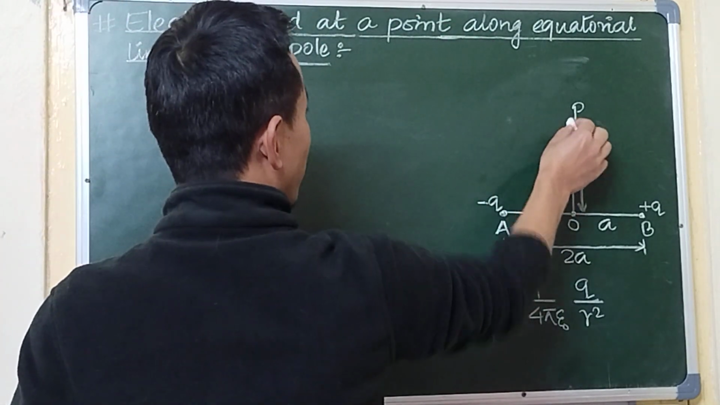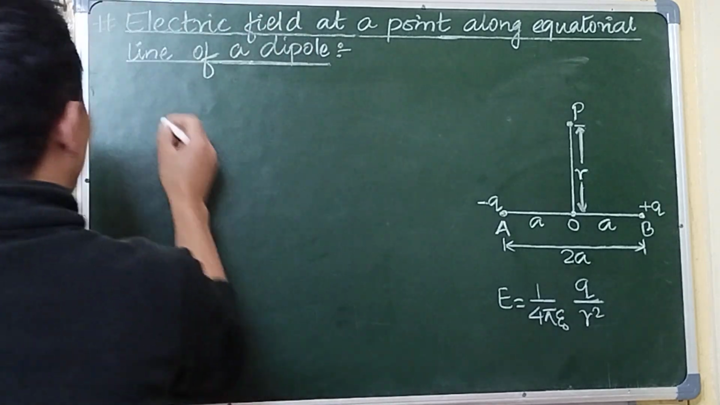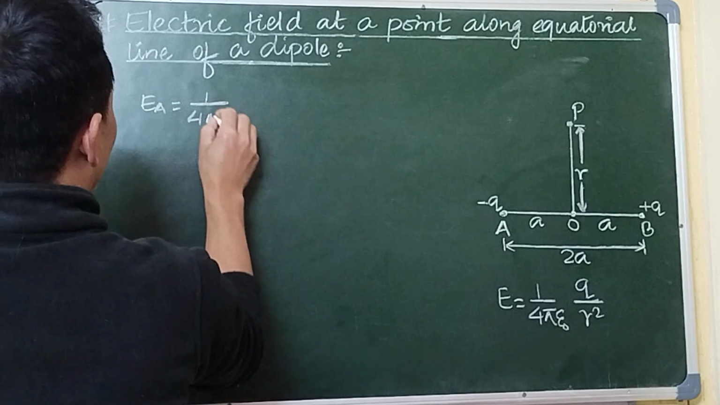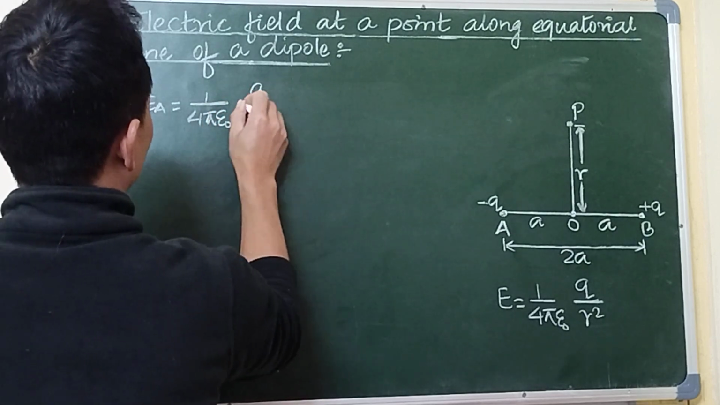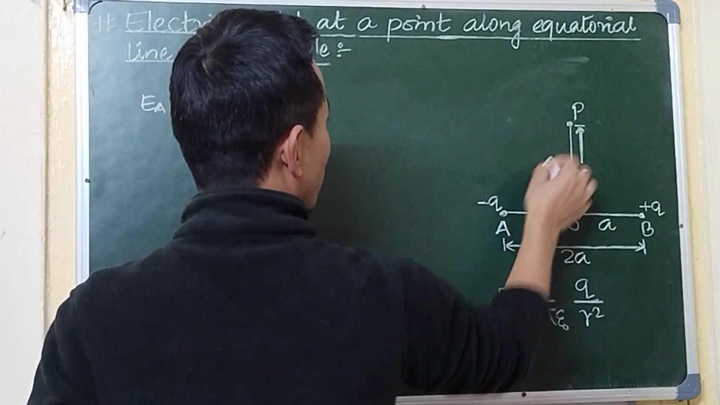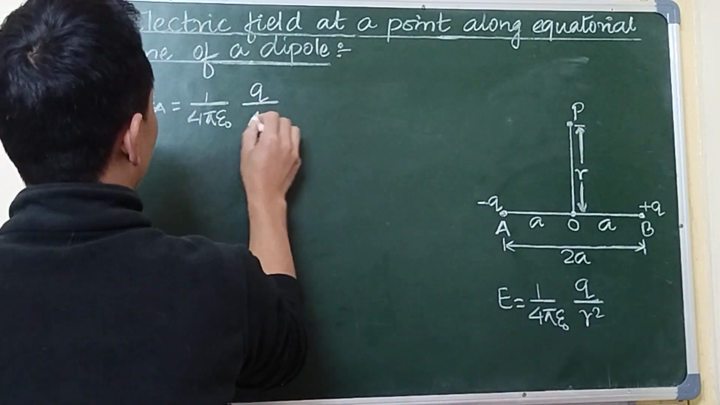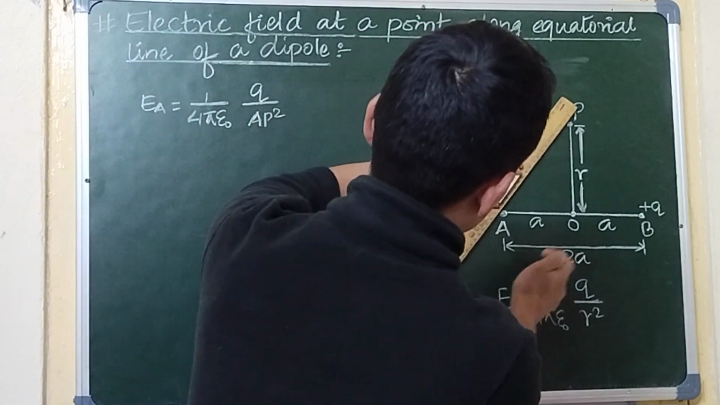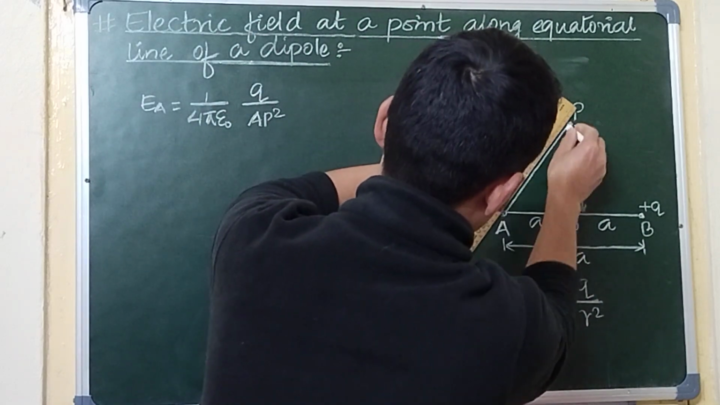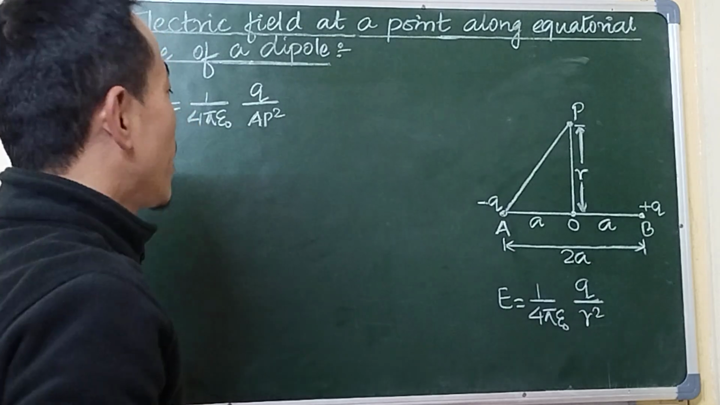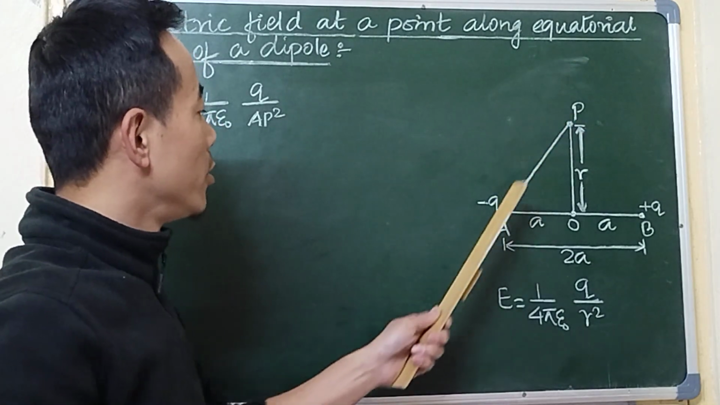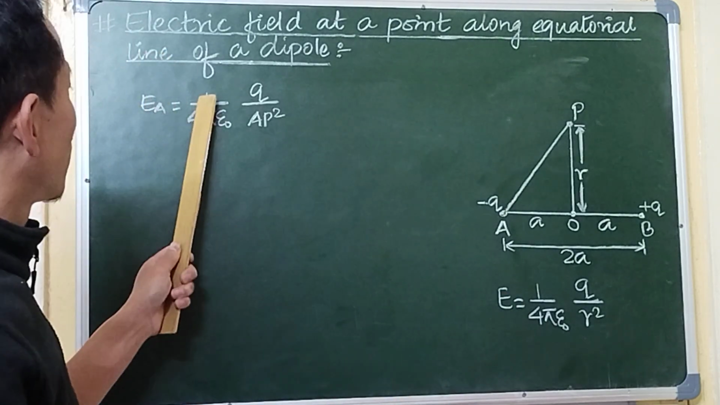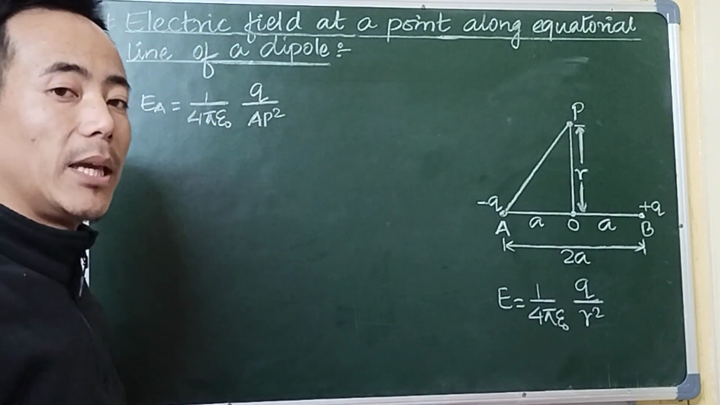So electric field at point P due to minus Q charge at A can be written as EA equals 1 by 4 pi epsilon naught Q divided by, now the distance between the 2 points is AP, so we will write it as AP square, and let's join these 2 points. So we have found out electric field at P due to minus Q charge at A. Using this relation we have EA equals 1 by 4 pi epsilon naught Q divided by AP square.